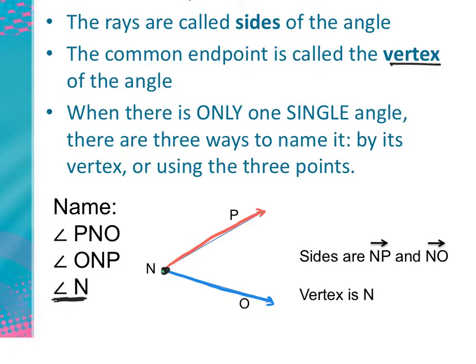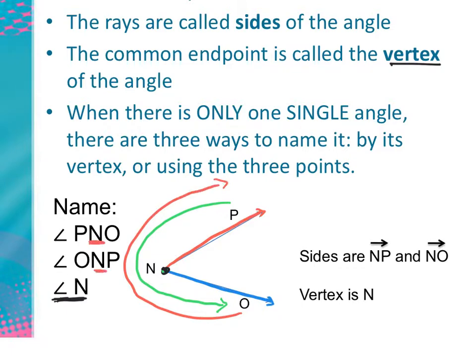Now, the other way you can name it is with three letters. You can choose to go this way, angle PNO, or you can choose to go the other way, angle ONP. But the one thing that has to stay the same is that N, if you're using three letters, has to be in the middle because N is the vertex. When you write three letters, the letter in the middle is the vertex every single time.